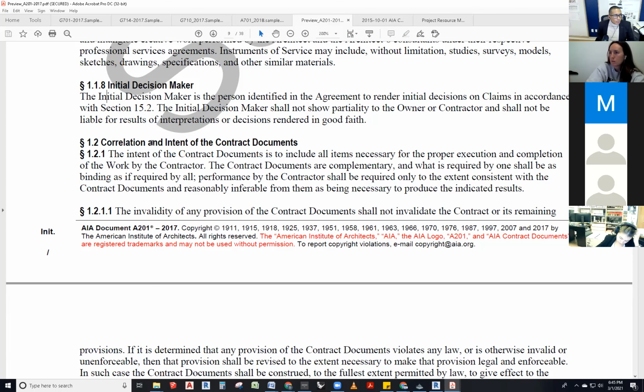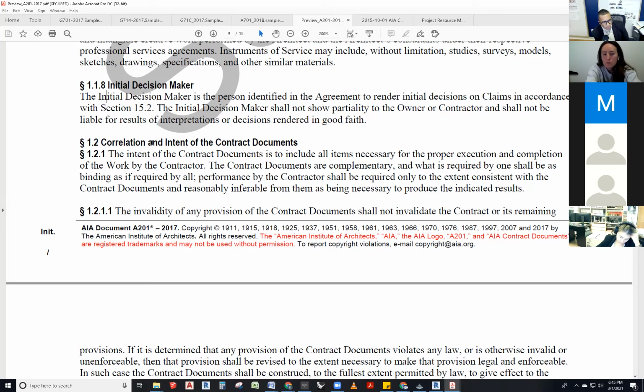So 1.2, correlation and intent of the contract documents. I want you to really pay attention to this because sometimes we get into an argument over whether the spec is right or the drawings are right. The drawings call for a storefront. The spec is not calling for storefront. What do we do? There are all these coordination issues. Okay, so I want you to really pay attention. I'm going to read it carefully.